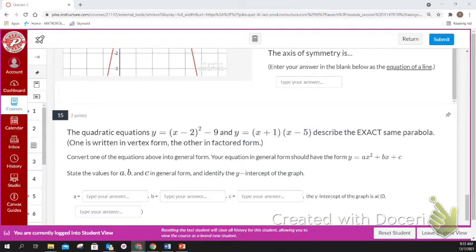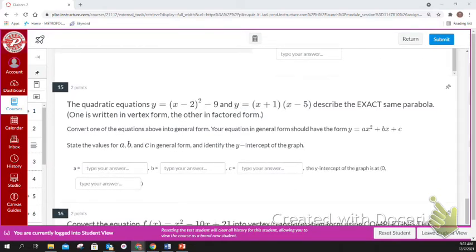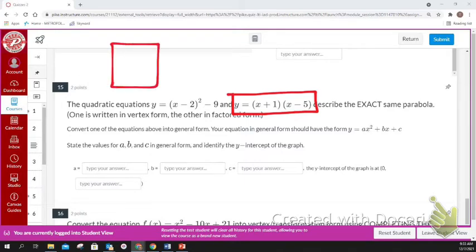So we just need to pick one of these equations to put it in standard form or general form, and it doesn't matter which one we do, but I do think it's a little easier to go from factor form to general form. So let's use this one here. Make a box and multiply those two factors together. So take a minute and multiply those together.